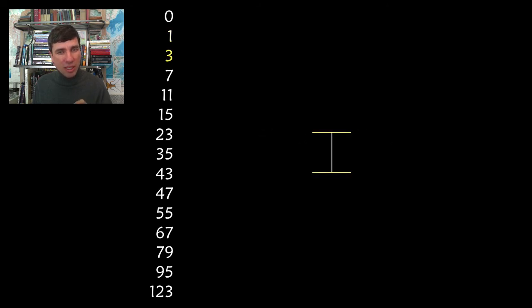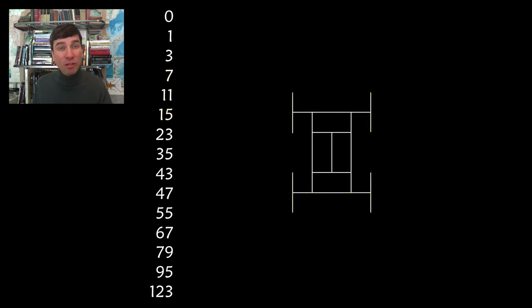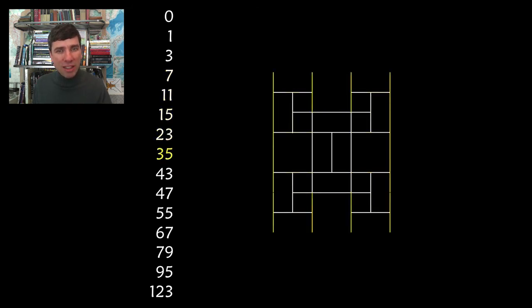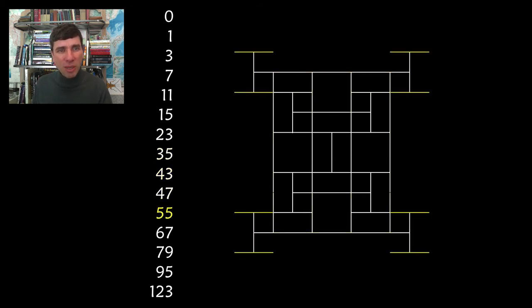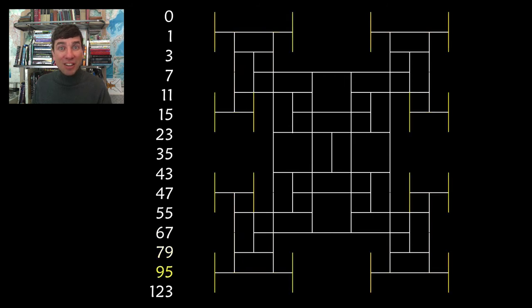So there's one toothpick. We're covering over those 2 pointy bits. Now we've got 4 pointy bits. We have to cover over those 4. Right now we have 23 toothpicks, 35, 43, 47 toothpicks on the ground, 67, 79, and it keeps on going and going forever.